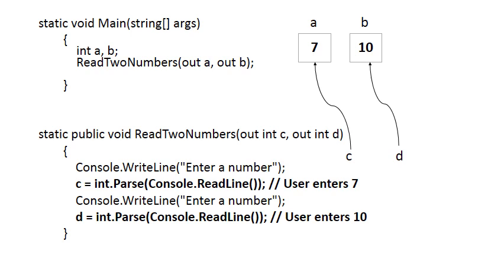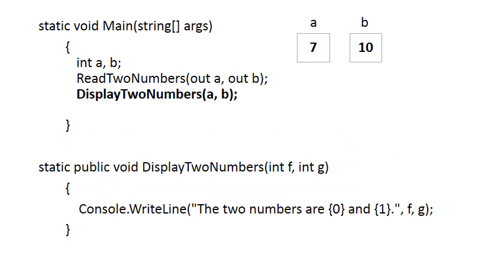So it's very important to note here that the two parameters C and D are used to take values out of the method back to the main method. So as C and D change inside read to numbers, it changes the values of A and B in the main method. So the data flows from read to numbers back to the main method.